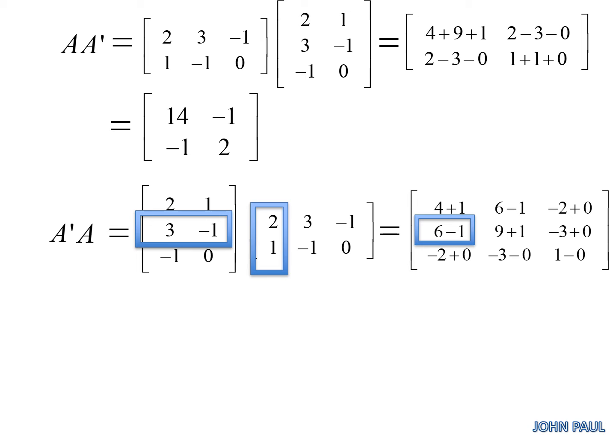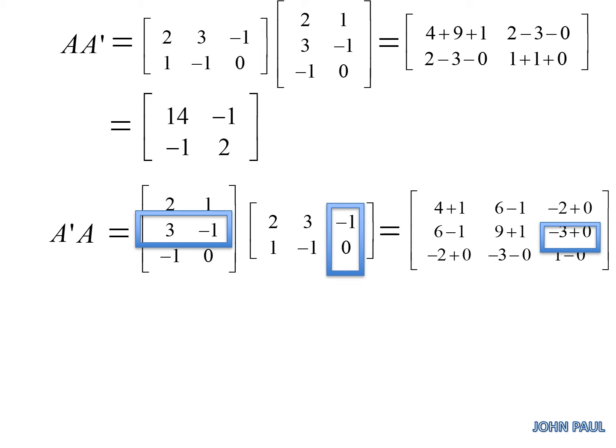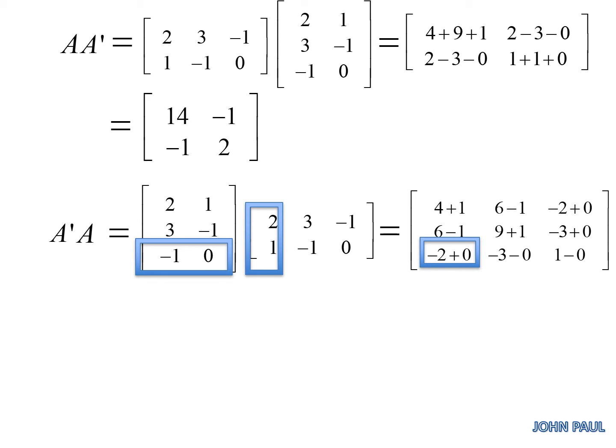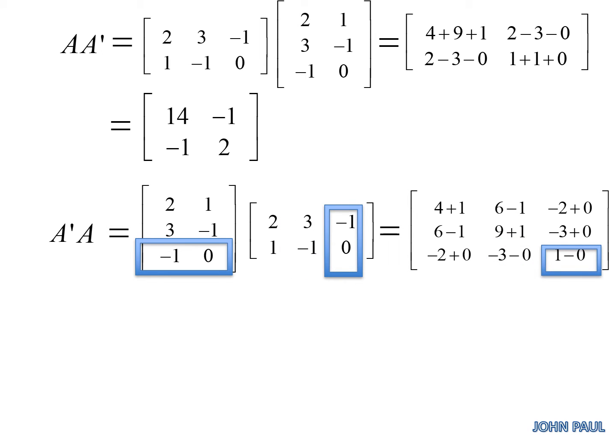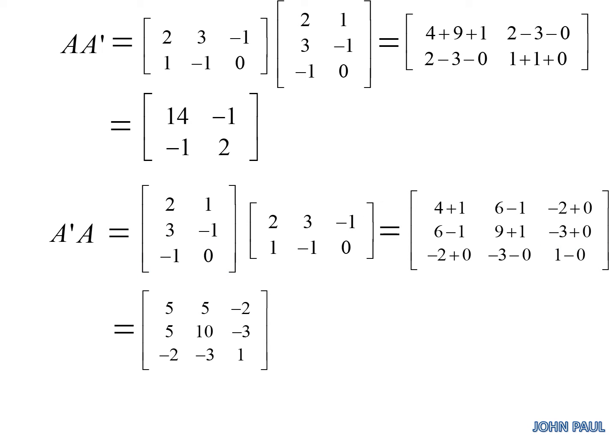We take the second row, multiply with the first column. 3 into 2, 6, minus 1. We'll do with the second column, then with the third column. We'll take the third row, we'll multiply with the first column, with second, and then with third. So by multiplication and then by simplifying, we get 5, 5, minus 4, minus 2, 5, 10, minus 3, minus 2, minus 3, 1.